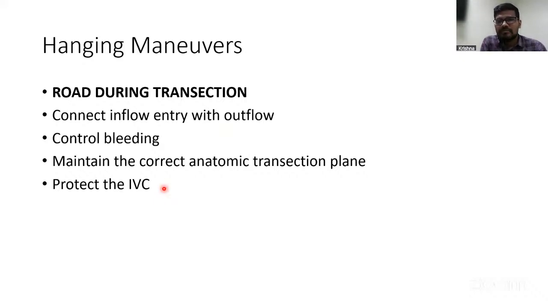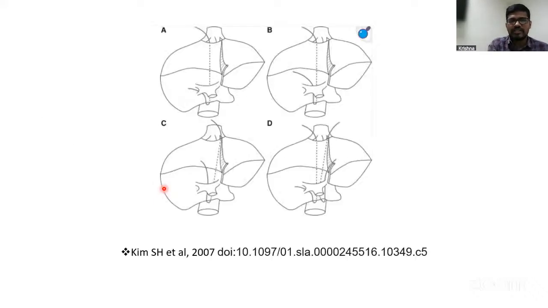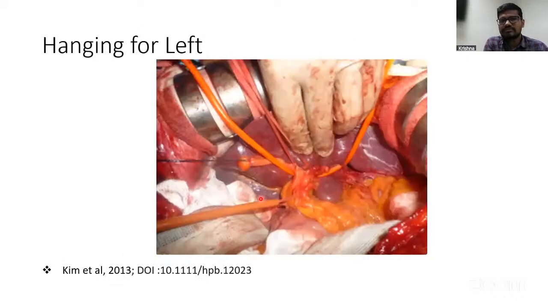Coming to the hanging maneuvers, they are actually roadmaps during transections. They connect the inflow and the outflow, and they are most useful in controlling bleeding, maintaining correct anatomical transection planes, and protecting the IVC. There are many techniques of hanging maneuvers, using a single tape or multiple tapes, depending upon what section we want to remove.